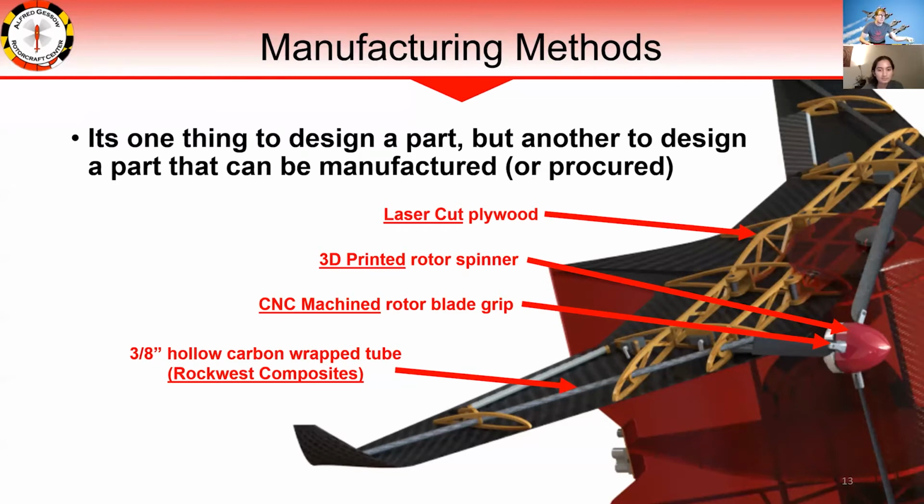And finally, well, not finally, but this next one, we spec'd out a carbon tube. And you can manufacture this yourself, but it's really difficult. But people do sell pre-manufactured tubes in stock. So we were able to source this existing product, this existing carbon tube from Rockwest Composites.